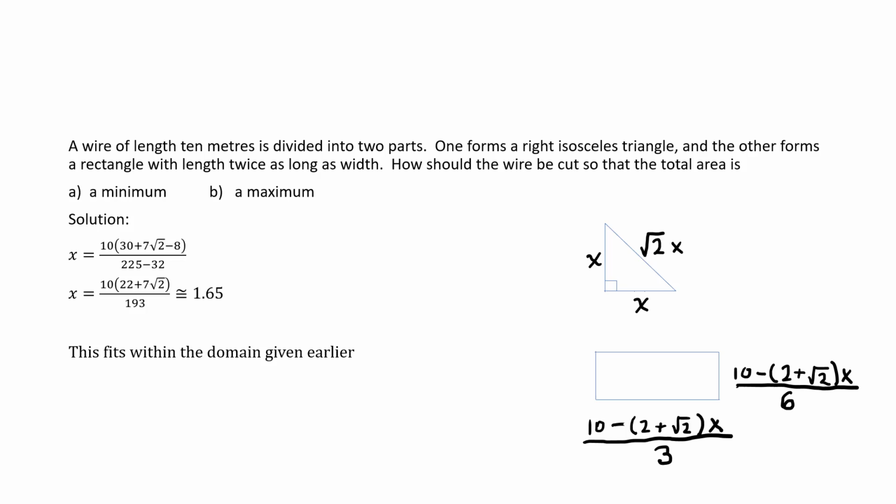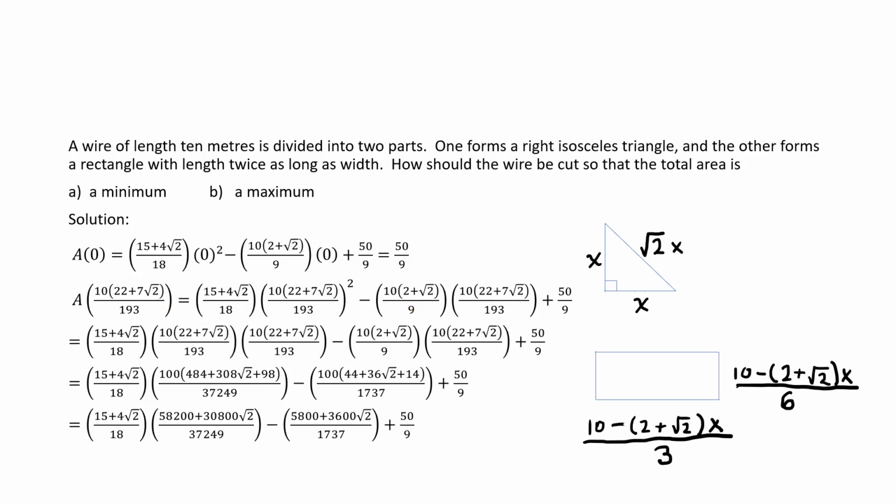And so what we ultimately have is an x value of 10 times the quantity 22 plus 7 root 2 all over 193. Again, there's a little bit of simplifying that went into there. You might want to go back to the previous slide to see all the algebra again. Now, we're going to do a decimal approximation, even though it won't fit into our final answer. It's just nice to see that that actually fits within the domain. So if we did a couple decimal approximations just for a quick check, we would see that that value actually does fit within our domain.